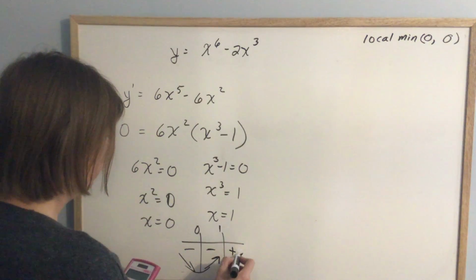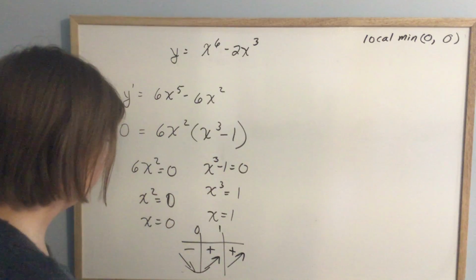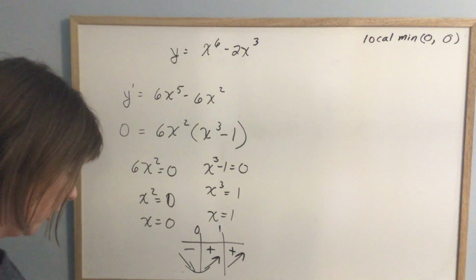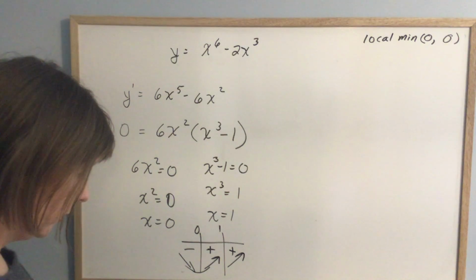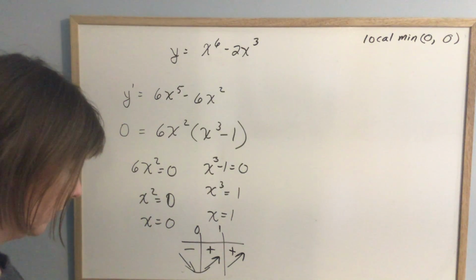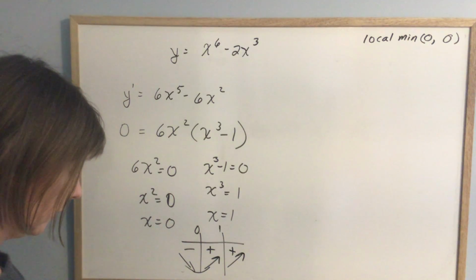So that is also increasing. I don't know why I put negative there because it was a positive number. I'm sure it was. Let me do 0.5 again. 0.5 to the 5th times 6 minus 6 times 0.25.